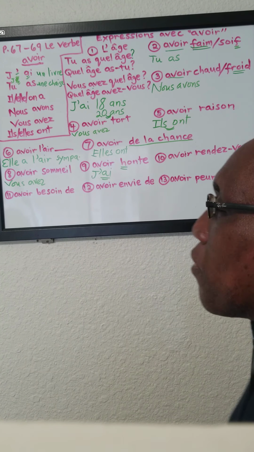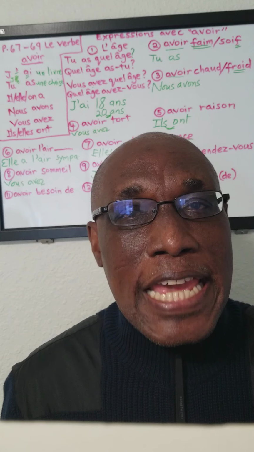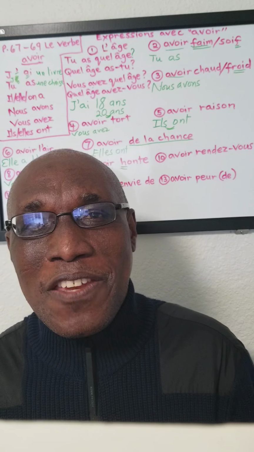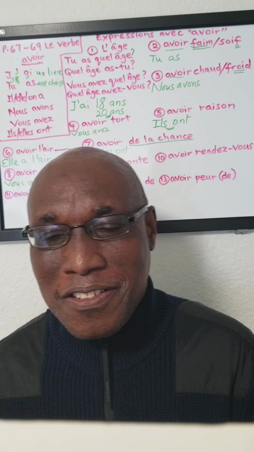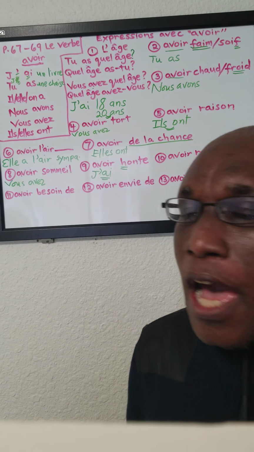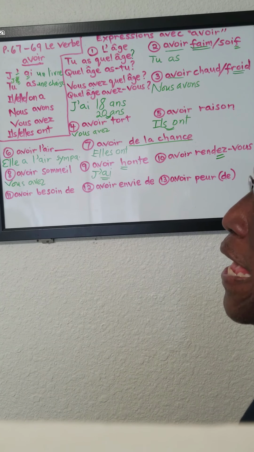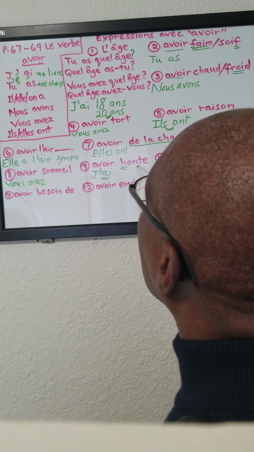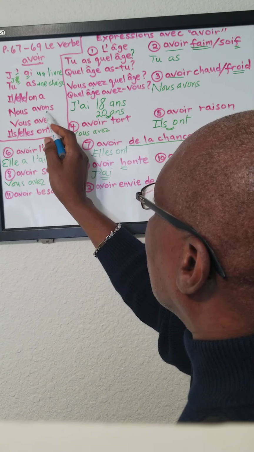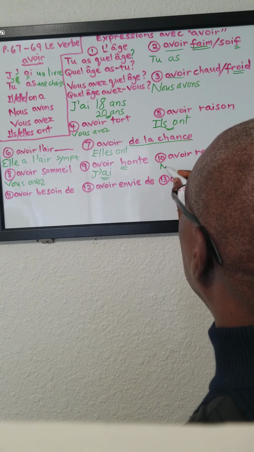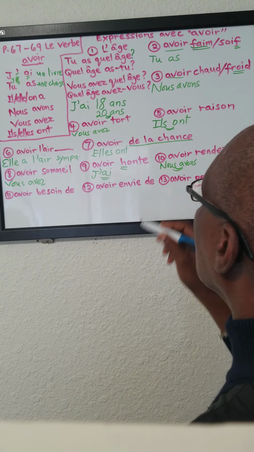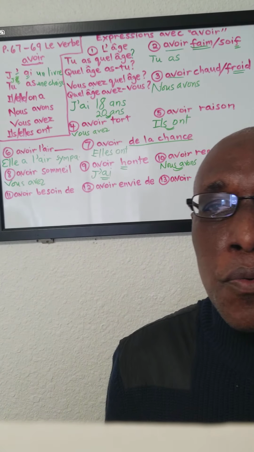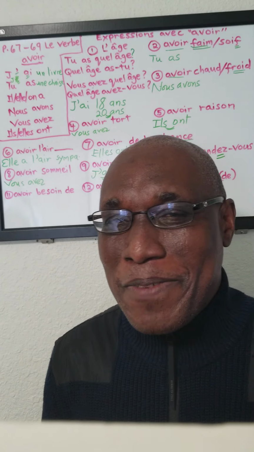Avoir rendez-vous. To have a date or to have a meeting. Rendez-vous has become an English word. Now you know where it came from, right? It came from French and it's been borrowed into English. So avoir rendez-vous. If you want to say nous avons rendez-vous, we have a date, then nous, and the avoir part will become avons. You do the liaison when you are saying it. Nous avons rendez-vous. We have a date. We have a meeting, right?